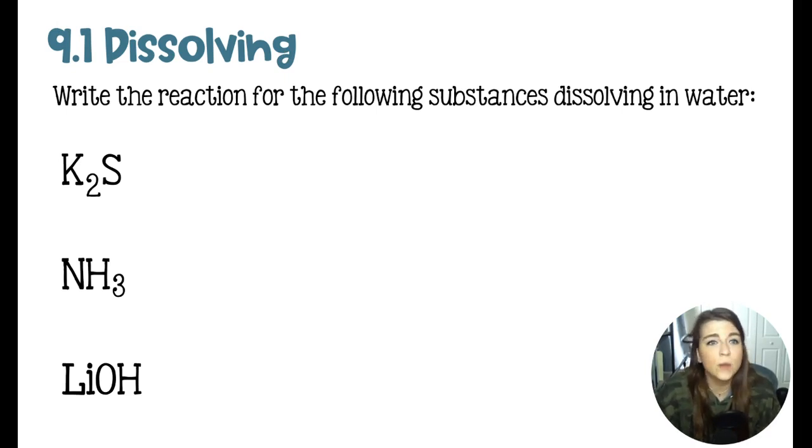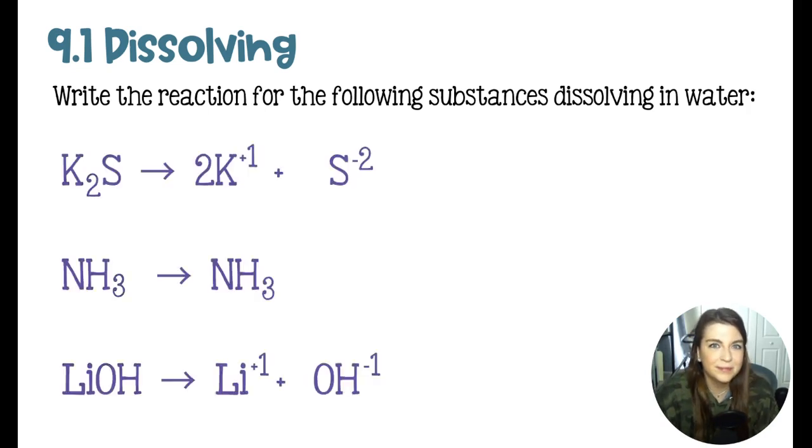The first question here is to write the reaction for the following substances dissolving in water. We have K2S, NH3, and LiOH. So here we have it.